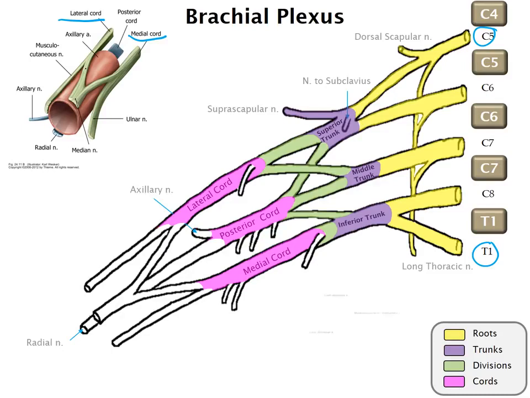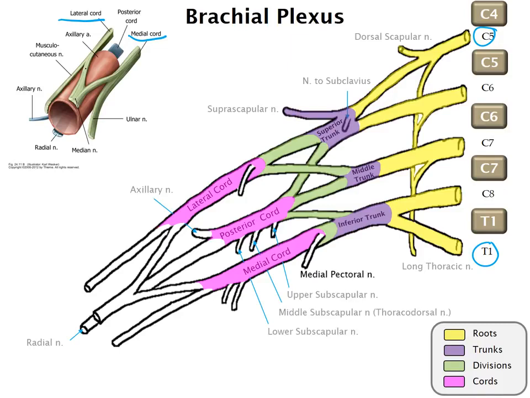The remaining three branches of the posterior cord include the upper, middle, and lower subscapular nerves. The upper subscapular nerve innervates the subscapularis muscle. The middle subscapular nerve is also known as the thoracodorsal nerve, which innervates the latissimus dorsi muscle. And the lower subscapular nerve will innervate both the subscapularis muscle and the teres major muscle.